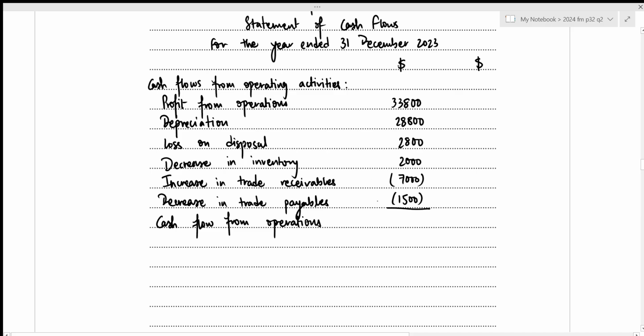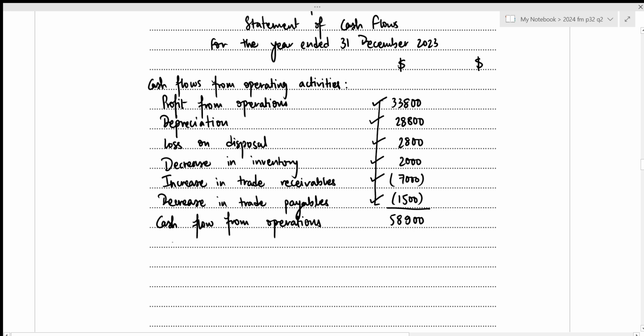So we just need to add all of these. That will be 33,800 plus 28,800 plus 2,800 plus 2,000 minus 7,000 minus 1,500, which results in the value of 58,900. Now, after cash flow from operations, we need to subtract the interest paid and tax paid.